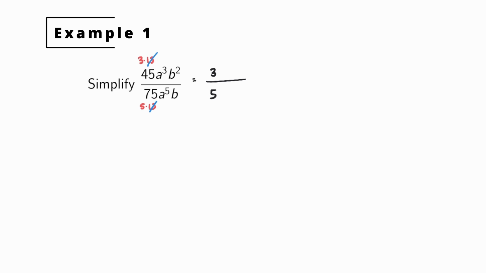We have a cubed in the numerator, a to the 5th in the denominator. So we simplify this by simply taking the difference in the exponents. So a cubed and a to the 5th, we subtract the exponents. 3 minus 5 gives us -2, which means we should have an a squared in the denominator.